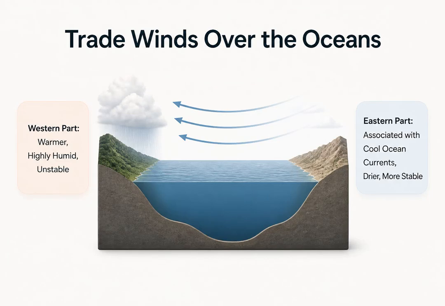An interesting characteristic of the trade winds is how they interact with ocean currents. The eastern parts of the trade wind belts are typically associated with cool ocean currents. Because the water is cool, the air above it is drier and much more stable. Conversely, by the time these winds reach the western parts of the oceans, they have warmed up and absorbed a lot of moisture, making the western regions much more humid.